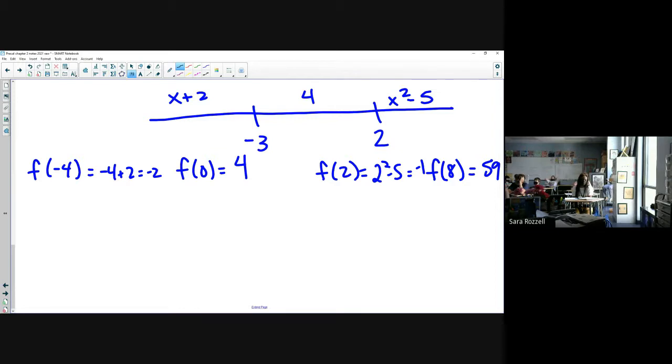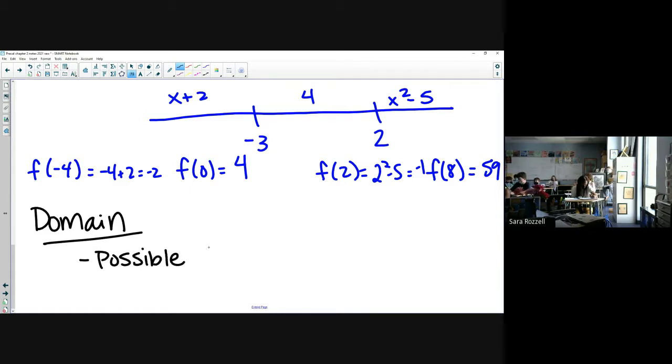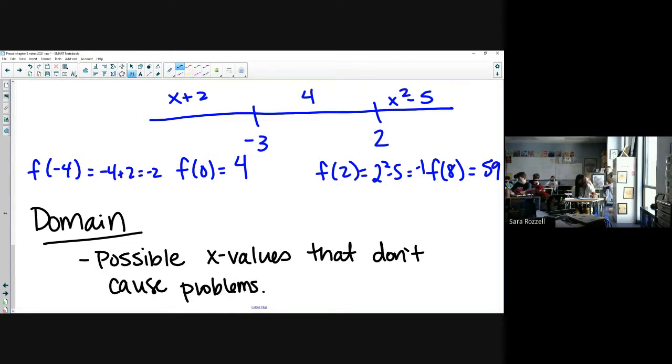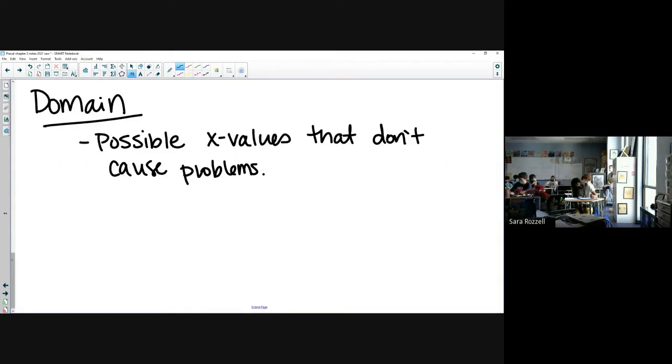So we are going to make sure that when we have these functions, we don't have zeros in the denominator, and what's underneath our square root has to be positive. It could also be 0, so it's got to be not negative. So with our domain, these are our possible x values. And our problems are when we have non-real answers or when our answer is undefined.